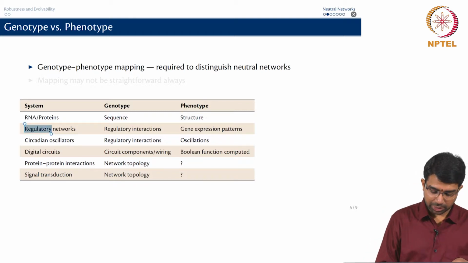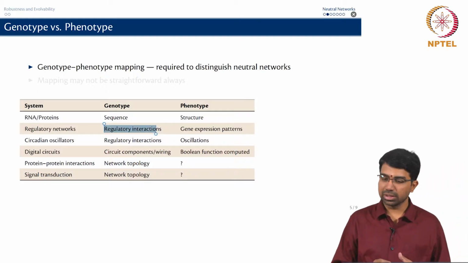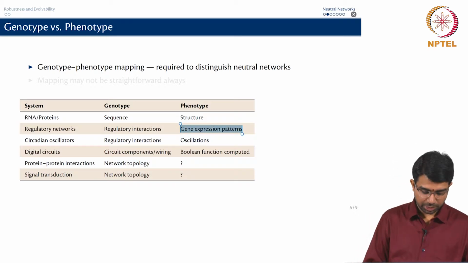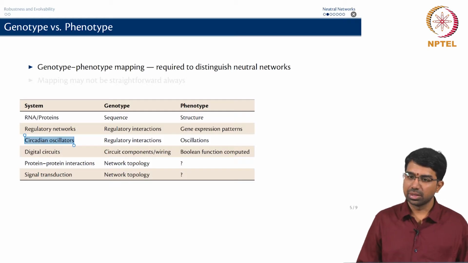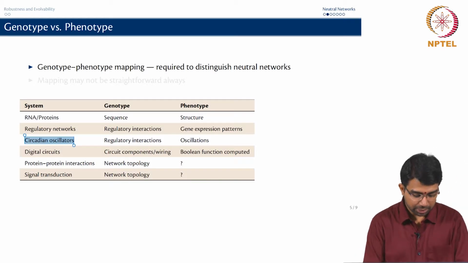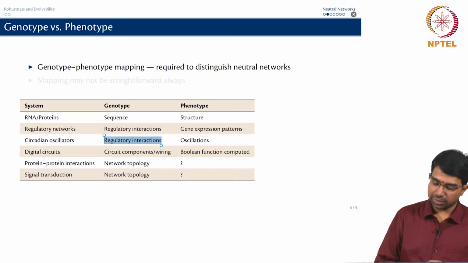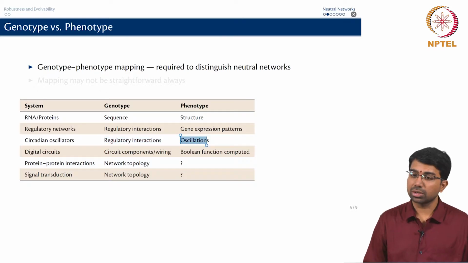For a regulatory network, you can think of the regulatory interactions or the regulatory topology being the genotype and a gene expression pattern being the function. For a circadian oscillator, I am giving these examples because these are from interesting published studies in the past. The regulatory interactions can again be the genotype, and whether or not an oscillation is observed can be the phenotype.